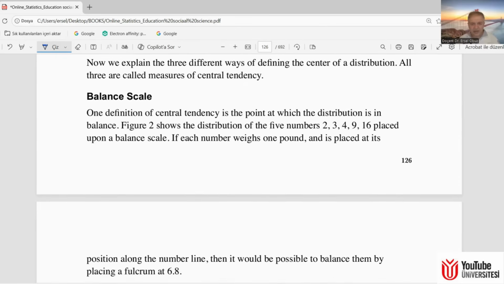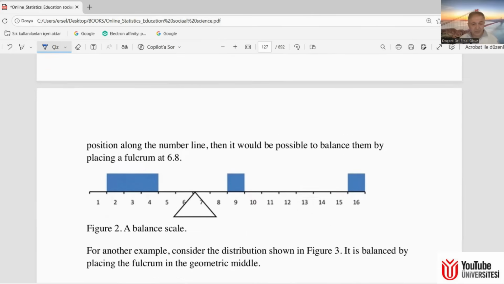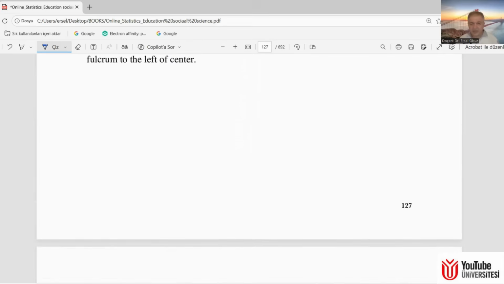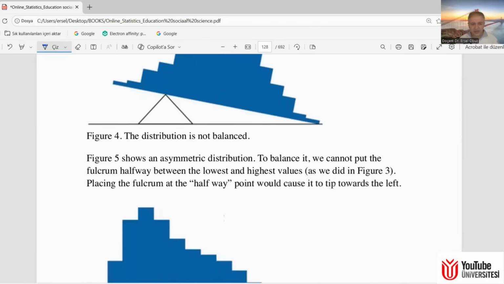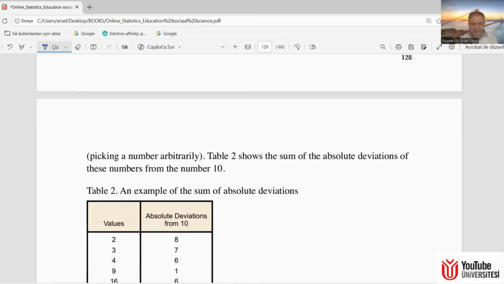Definitions of the center, balance scale. This is kind of different distributions. Some of them are balanced, some of them are not balanced.